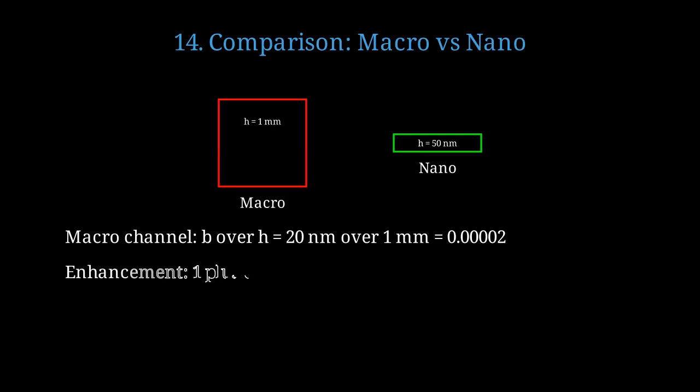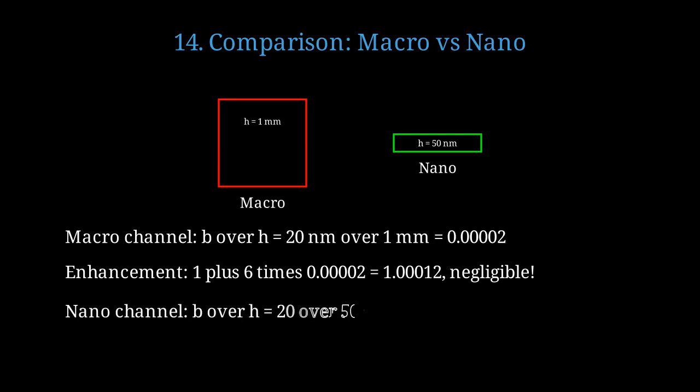0.00002. The flow enhancement is 1 plus 6 times that tiny number, giving 1.00012, essentially no effect at all. For the nanochannel, B over H equals 20 over 50, which is 0.4, a huge fraction.